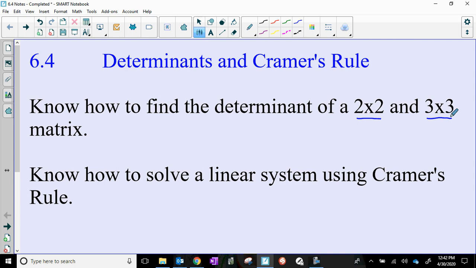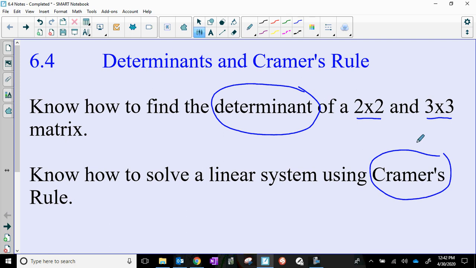You can actually use this for a 4x4, a 10x10, a 30x30. It's just a little bit more evolved way to do it. So what we're going to do is we're going to eventually learn how to find determinants first, and then we're going to solve systems using Cramer's rule.